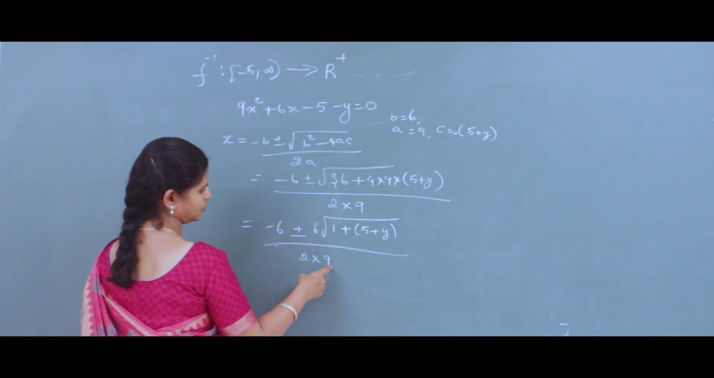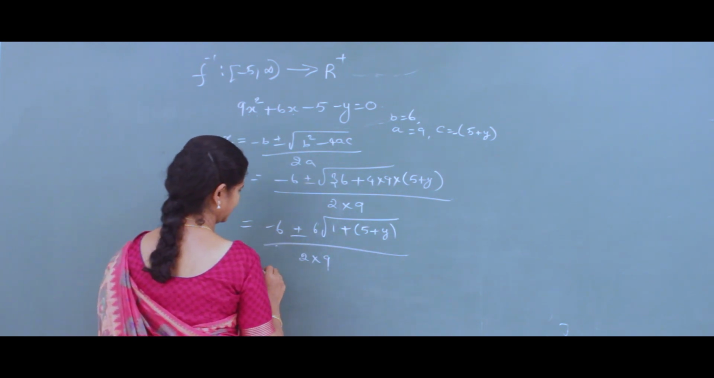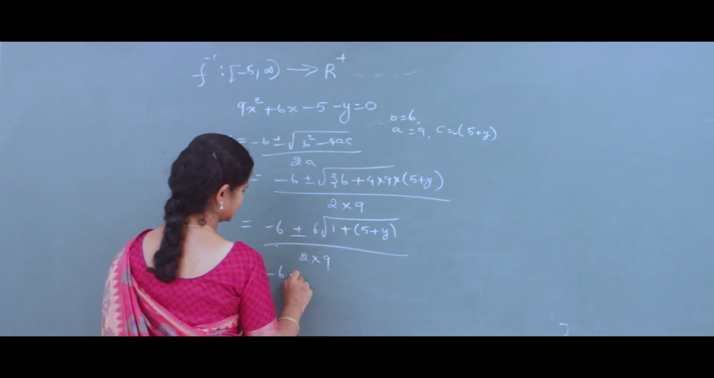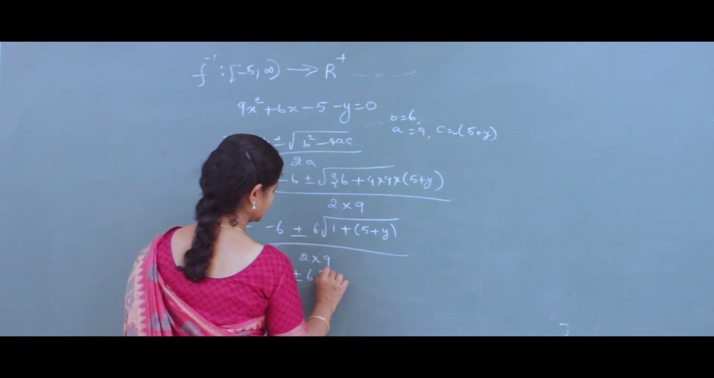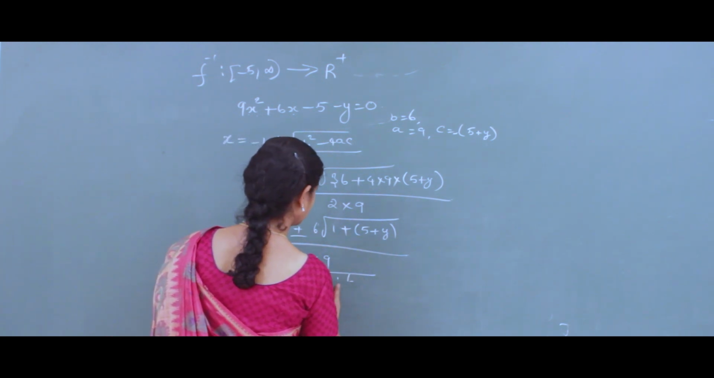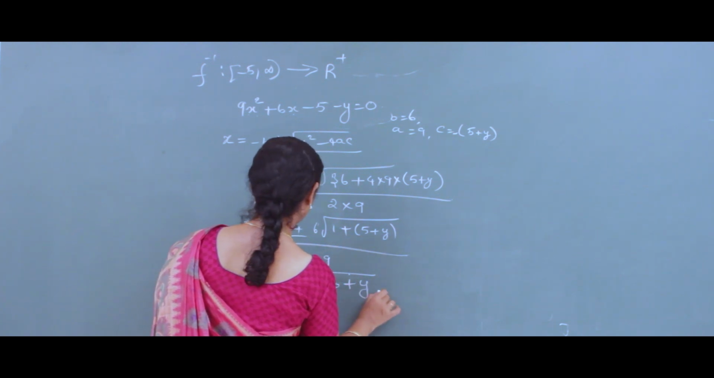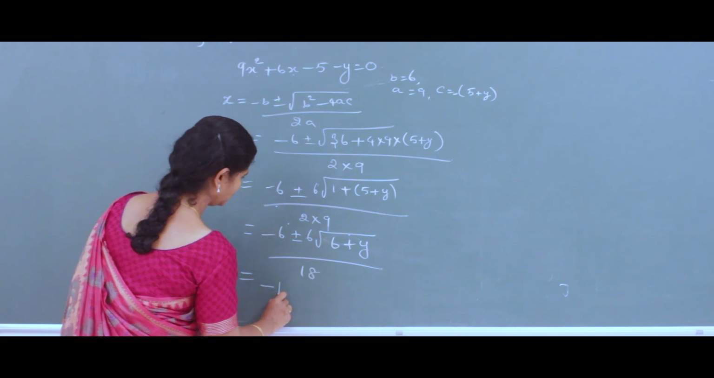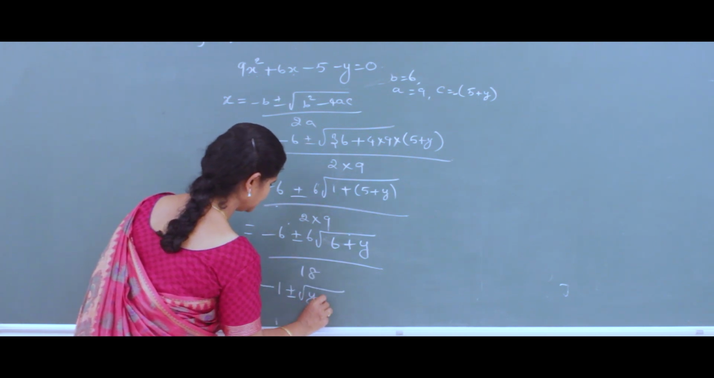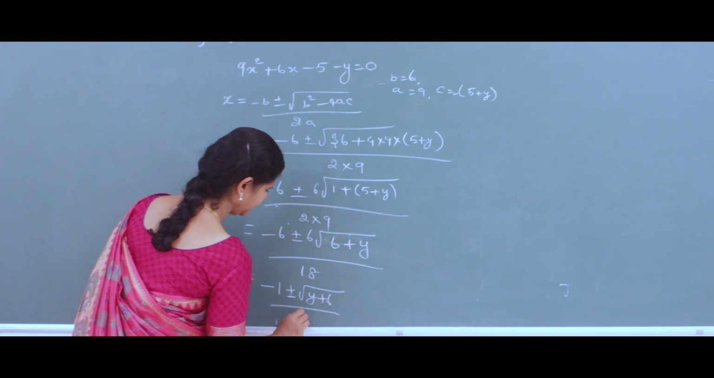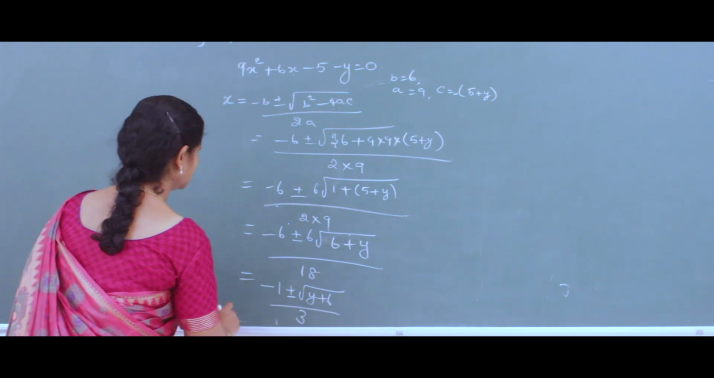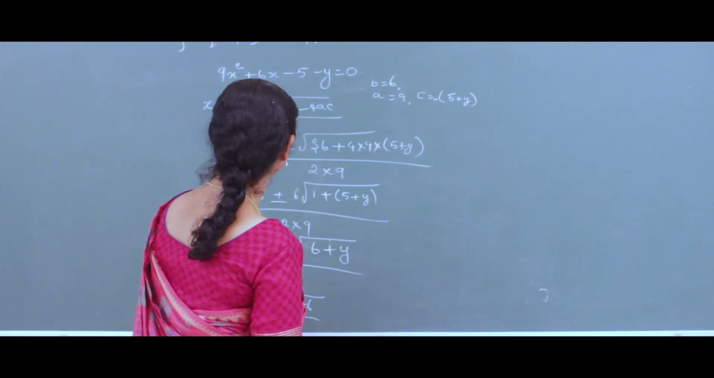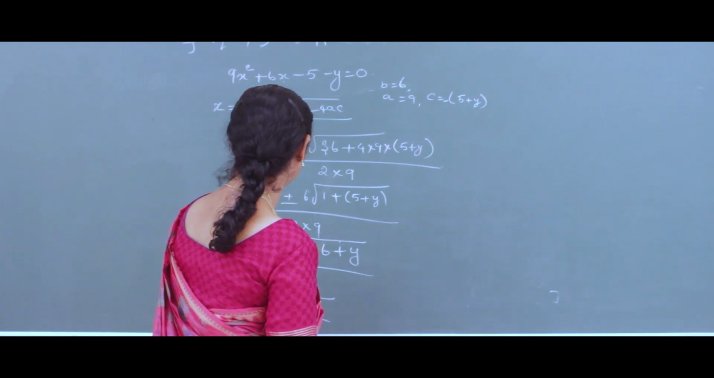Now we get minus 6 plus or minus 6 into square root of (6 plus y), divided by 18. Cancelling by 6, we get minus 1 plus or minus square root of y plus 6, divided by 3. So this is your x value: x is equal to minus 1 plus or minus square root of y plus 6, divided by 3.